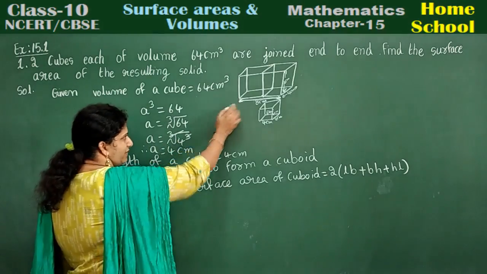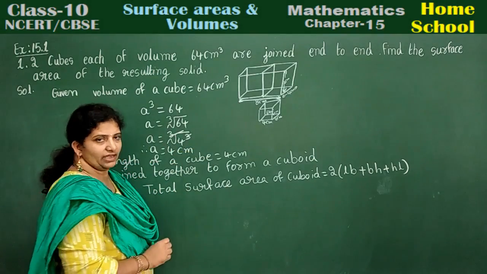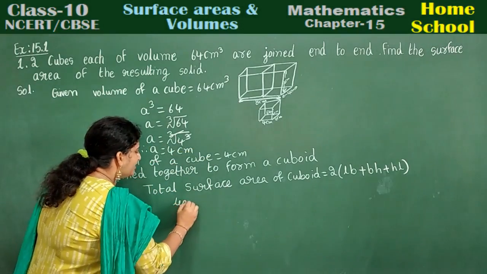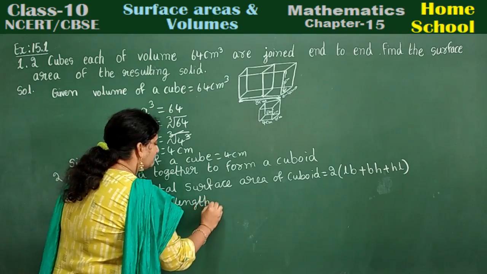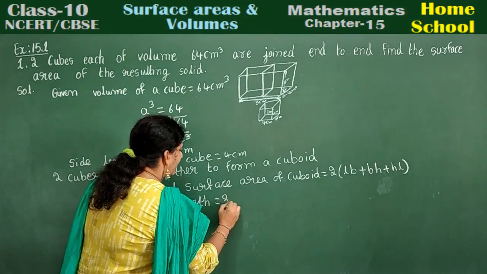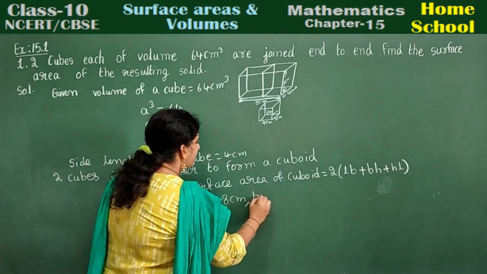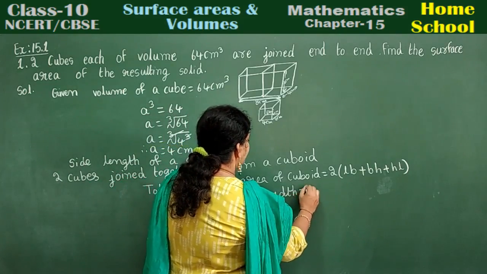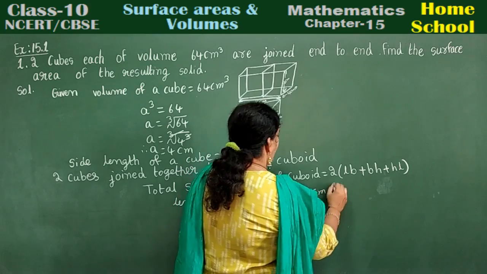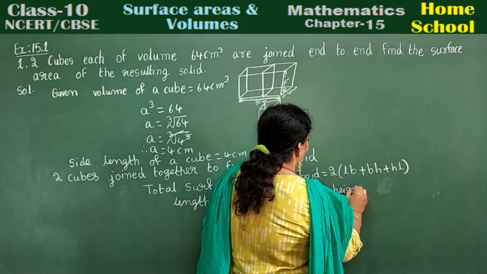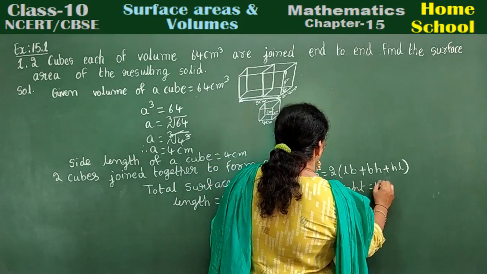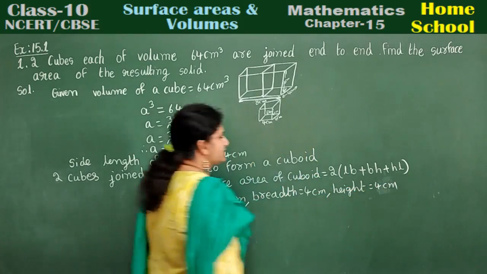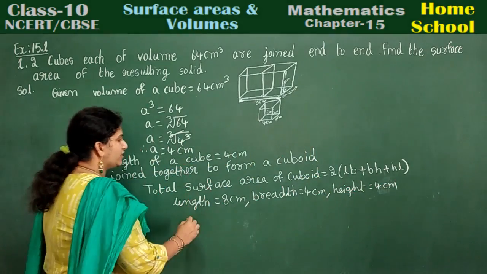So from this figure, we can write length, breadth and height. Length is equal to 8 centimeters. Breadth is equal to 4 centimeters. And height is equal to 4 centimeters. Substitute in the formula.